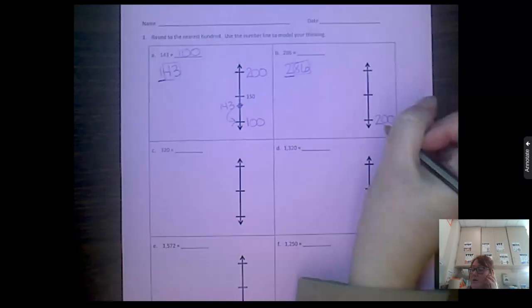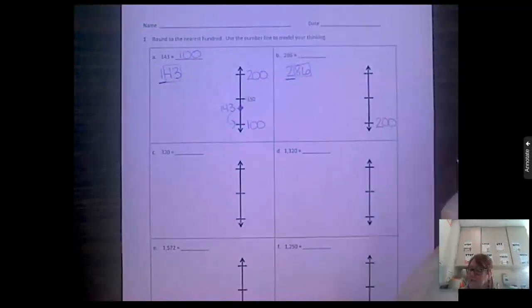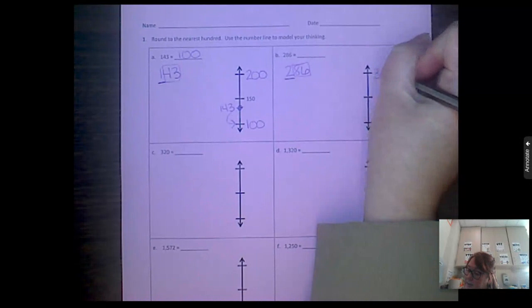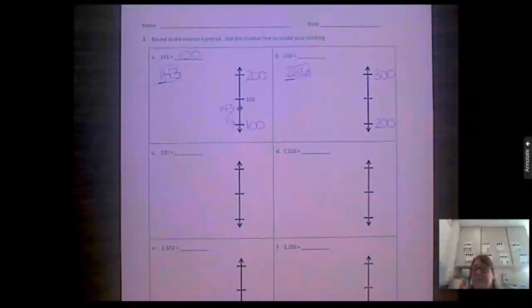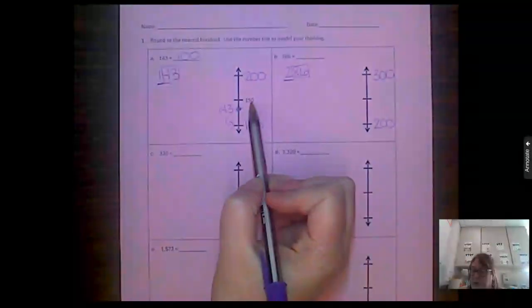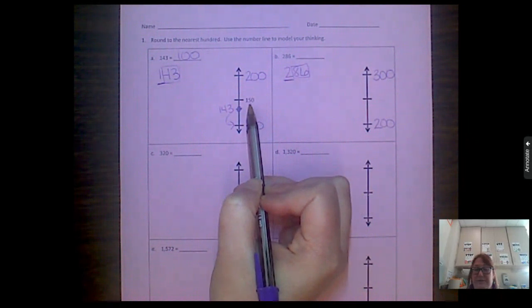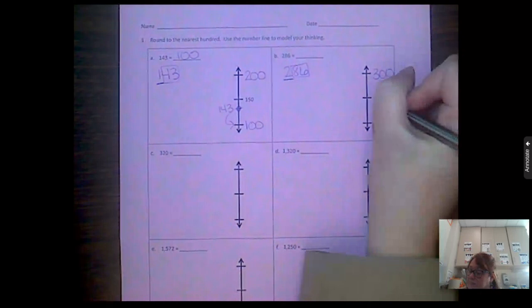So if this is 200, what comes next? What is 1 more than 200 if I go up another 100? 300. Super duper. And then what would be right in the middle between 200 and 300? And if we're not sure, we can look over here. Between 100 and 200, right in the middle, we had 150. So it would be 250. Nice work.